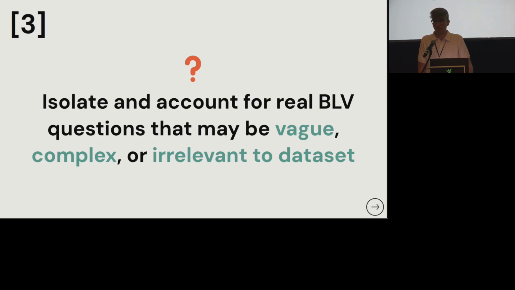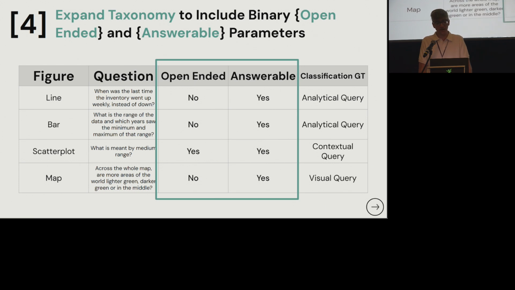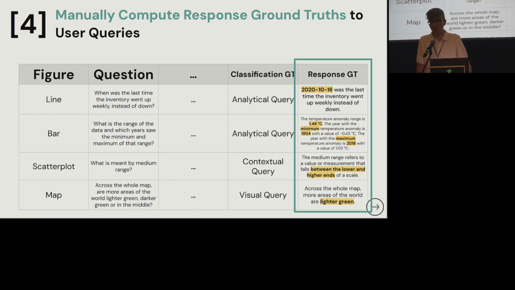Since these are real questions, we accounted for them by introducing the new taxonomies of open-endedness and answerability, as some of these questions were vague or referred to elements not present in the data itself. Finally, we finished our manipulation of the data set by manually computing the response ground truths, focusing both on correctness and also verboseness for our responses.